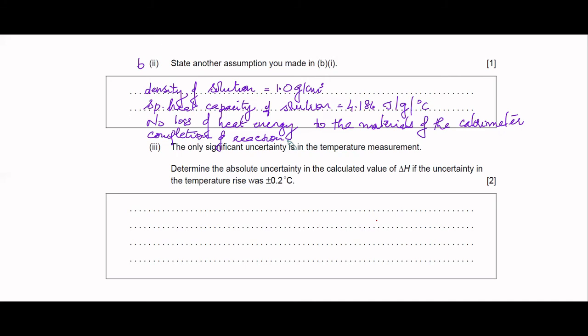You can go with any of the answer choices given here. It's just for 1 mark. Any choice given here will do. So moving on to the next section: the only significant uncertainty is in the temperature measurement. Determine the absolute uncertainty in the calculated value of delta H if the uncertainty in temperature rise was plus or minus 0.2 degrees Celsius. You may pause the video and read the question if you find it difficult to understand.